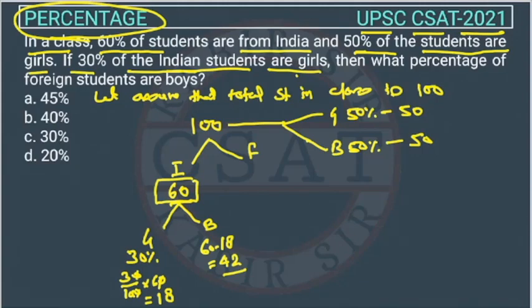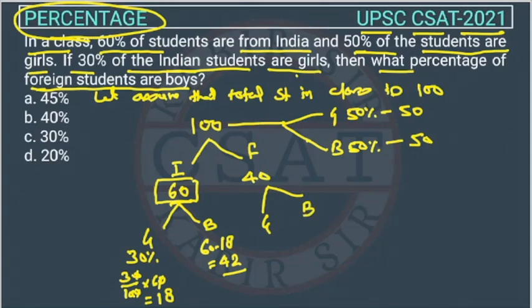अगर यहाँ पे 60 इंडियन है तो फॉरनर कितने हो गए? 40, right? Okay, then what percentage of the foreign students are boys? So we have to find how many percentage of foreign boys are there, out of total foreign students. So there are 40 foreign students, and out of this 40 there will be girls and boys, right? So how many foreign girls will be there?